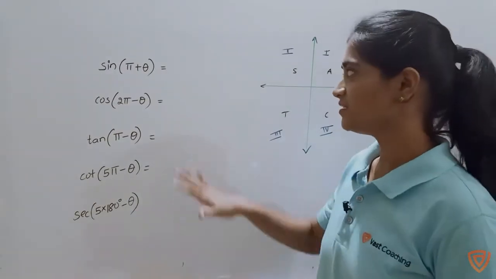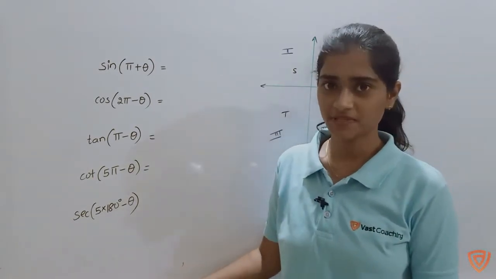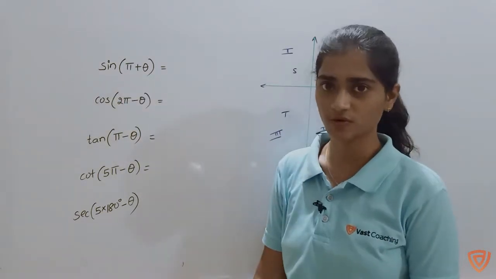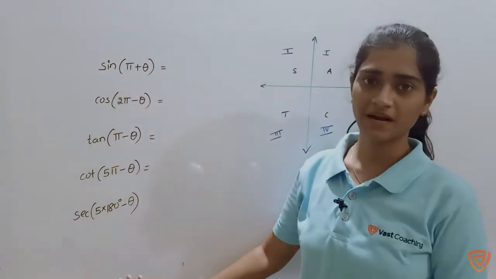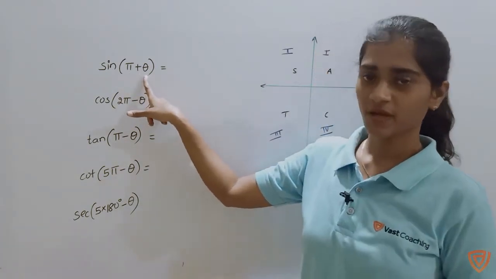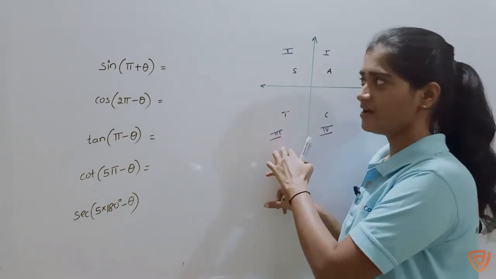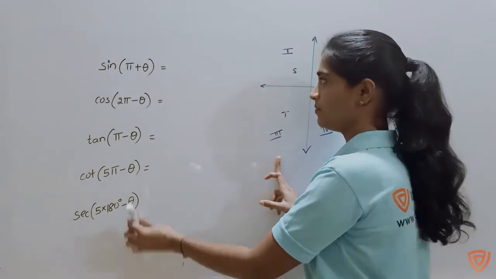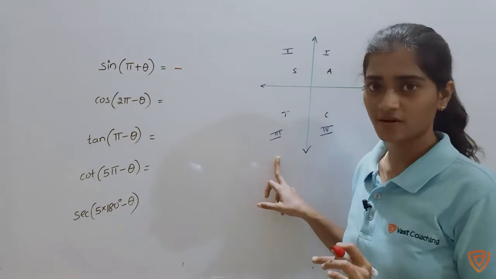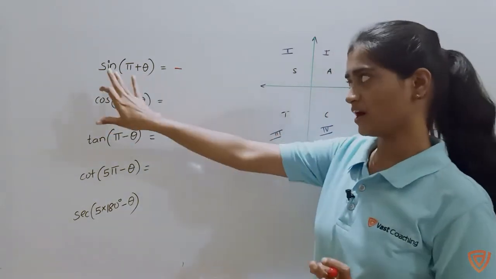Now, how to calculate the values of these trigonometric ratios? There are two steps. First, we need to check which quadrant these ratios belong to, and the second is whether it is a multiple of pi. Look at this, pi plus theta. Pi is 180 degrees plus theta. It falls in the third quadrant, and sine is negative. So you will put the negative sign. Sine is negative in the third quadrant, and whenever it's a multiple of pi, there will be no conversion.